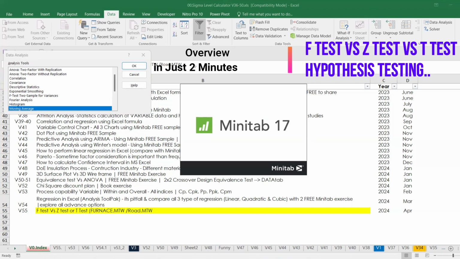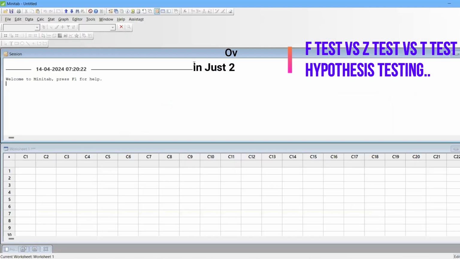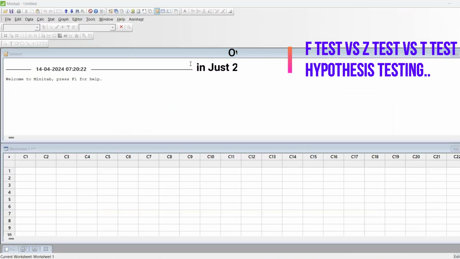Z test and T test are closely related. Why? Because both are meant for the mean, to find out whether the mean is significant or not. But Z test is used when the standard deviation is known. For example, let's say one particular machine, device, or apparatus is known to give a certain standard deviation, then you will accept that and perform Z test as such.